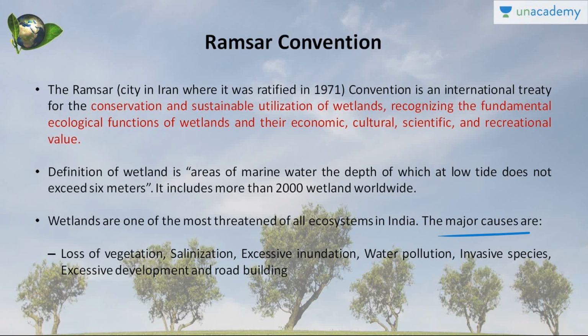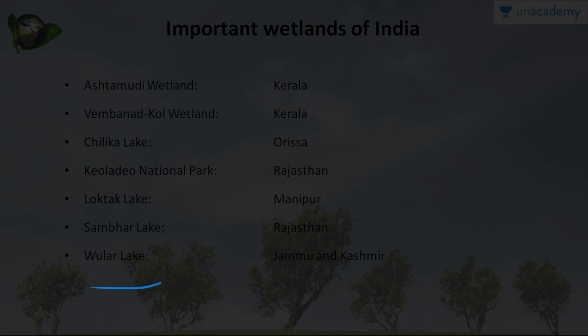The major causes are loss of vegetation, salinization, which means increasing salt concentration, excessive inundation, water pollution obviously because of effluents, industrial pollution, invasive species like Eichhornia crassipes, the sorrow of Bengal, and excessive development like buildings, roads, constructions, etc. So these all lead to destruction of wetlands.